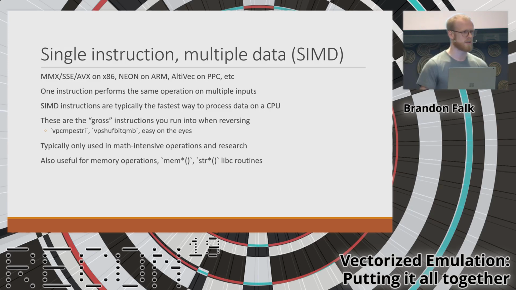Usually they just make things a little faster. So you won't really see much use of the vectorized computation unless you're actually doing math-intensive things, but you will see them used for memory operations in the mem class libc functions and the str functions.